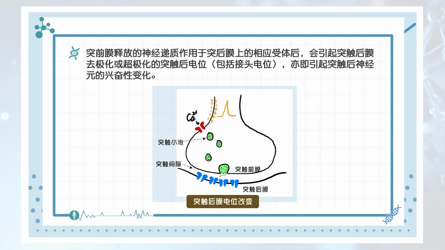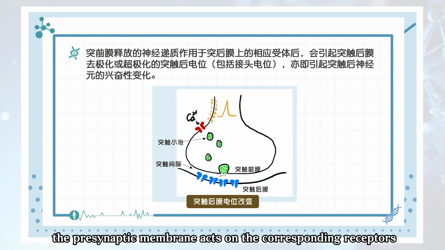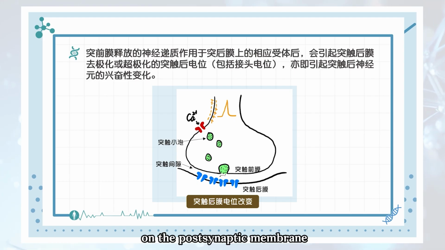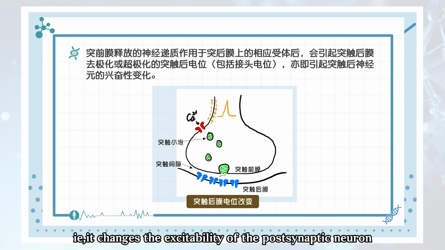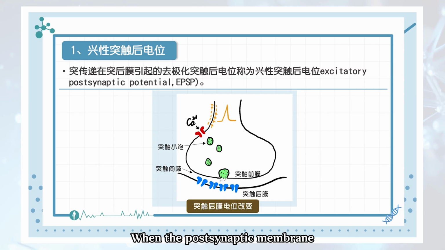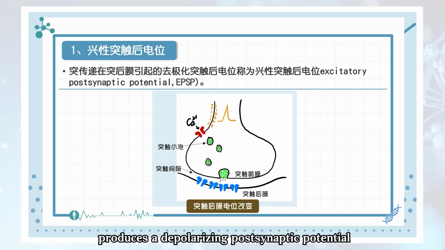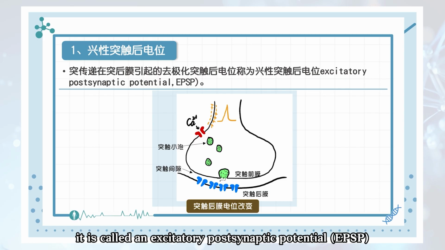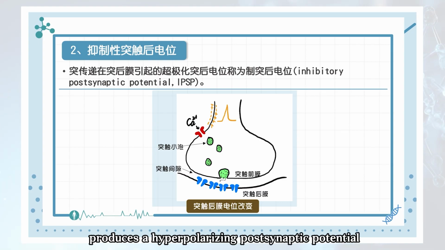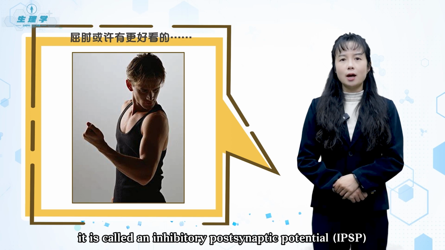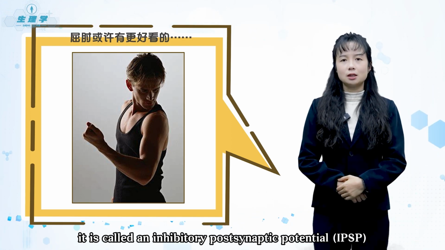As mentioned before, when the neurotransmitter released from the presynaptic membrane acts on the corresponding receptors on the postsynaptic membrane, it causes the postsynaptic membrane to produce either a depolarizing or hyperpolarizing postsynaptic potential, including junctional potentials, i.e., it changes the excitability of the postsynaptic neuron. When the postsynaptic membrane produces a depolarizing postsynaptic potential, it is called an excitatory postsynaptic potential, EPSP. Conversely, when the postsynaptic membrane produces a hyperpolarizing postsynaptic potential, it is called an inhibitory postsynaptic potential, IPSP.